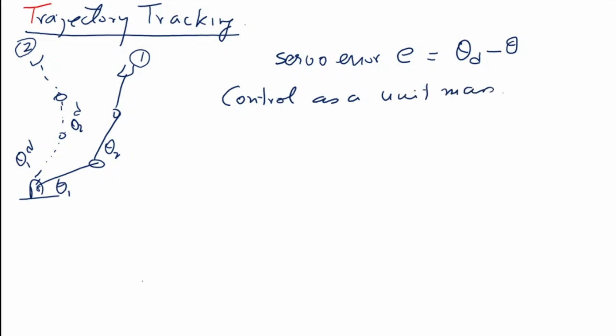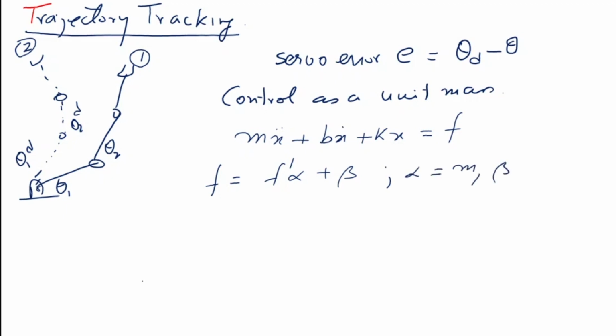In the last class, we also looked at how to reduce the spring mass damper system to the control of a unit mass by doing partitioning. So what we had done is we looked at m x double dot plus b x dot plus kx is equal to f, and what we said is this f is made up of two parts: f is equal to alpha f dash plus beta, in which alpha is equal to m and beta is equal to b x dot plus kx.